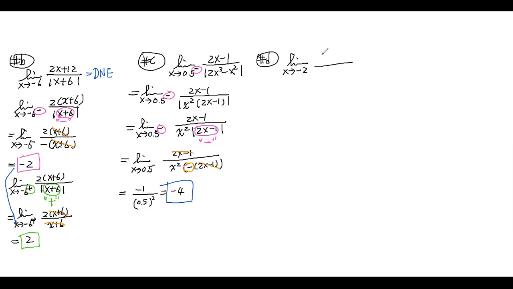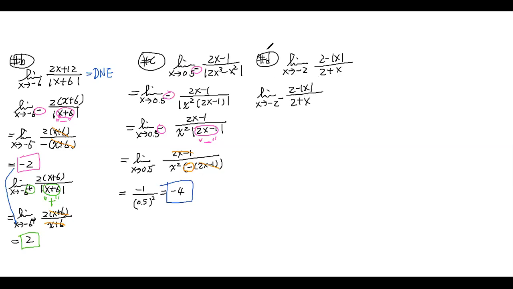Then this is 2 minus the absolute value of x, and this is 2 plus x here. Okay, so now for this one, we have the negative 2, so let's try x approaching negative 2 from the left-hand side. So this is 2 minus x, and this is 2 plus x.